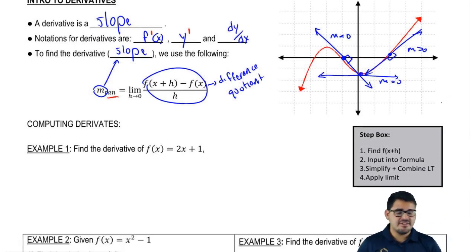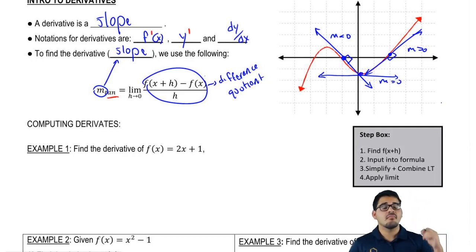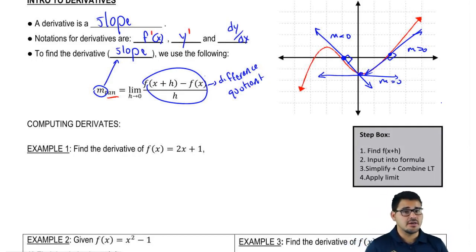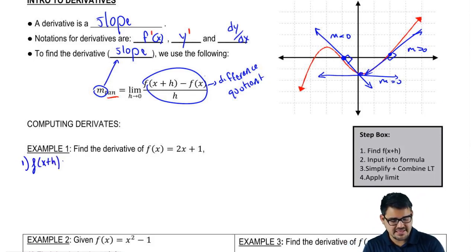So I've made you guys a little step box here on how to be able to compute the derivative using the long way, and since it's a very long, slow, deathly process, which we're going to make it through, I made you guys a step box so we don't get lost, right? So the first step we're going to take into finding the derivative is going to be computing f of x plus h, right?